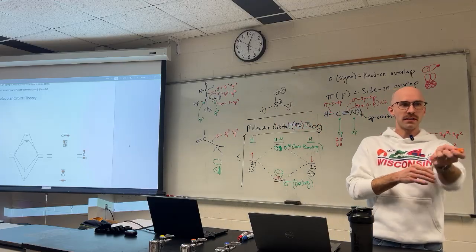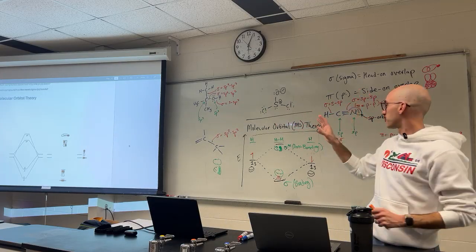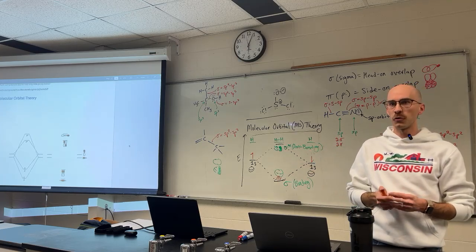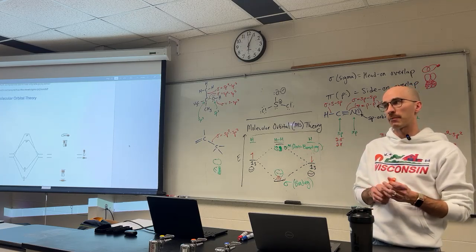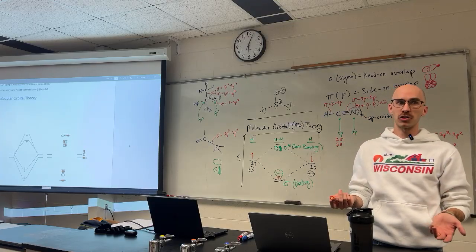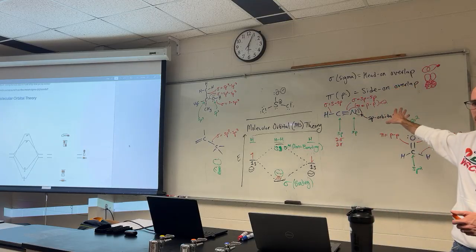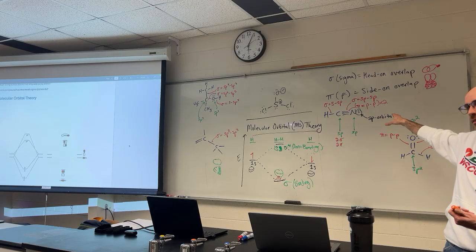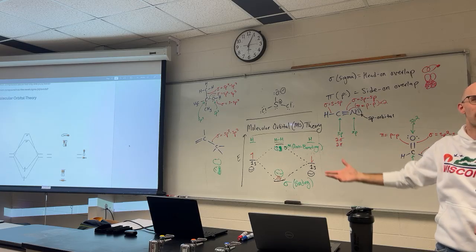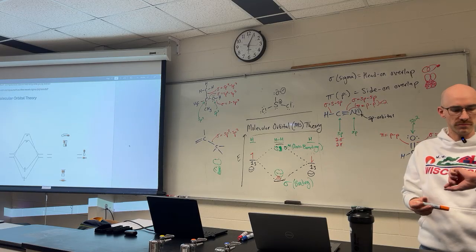I love MO theory. It's a little bit heady. It's really cluttered, but it is super useful for explaining why things happen. It's terrible at depicting structures. Valence bond theory does a great job at structures, but it fails to explain the why. MO theory does a great job with the why, but it struggles to justify the structure.